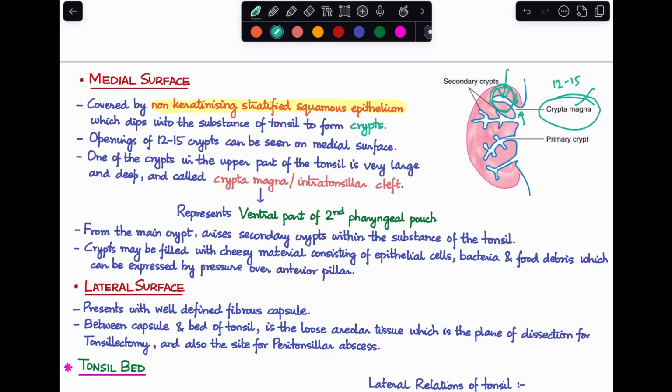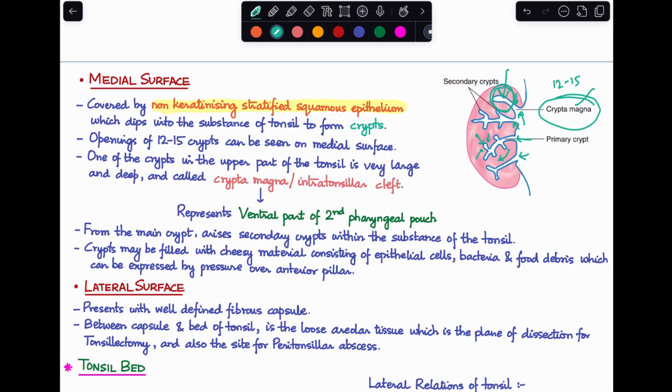So now we have discussed all these crypts. Now from these crypts, a lot of secondary crypts also keep arising. So we can see that this is a primary crypt, this is a primary crypt. So we can see 4 primary crypts over here. But as it dips into the substance of the tonsil, a lot of secondary crypts also keep arising from the primary crypt within the substance of the tonsil.